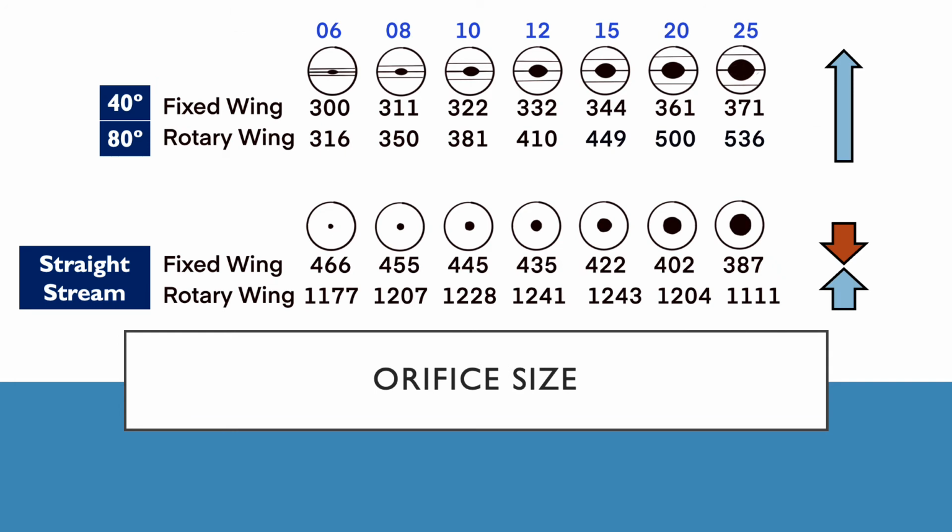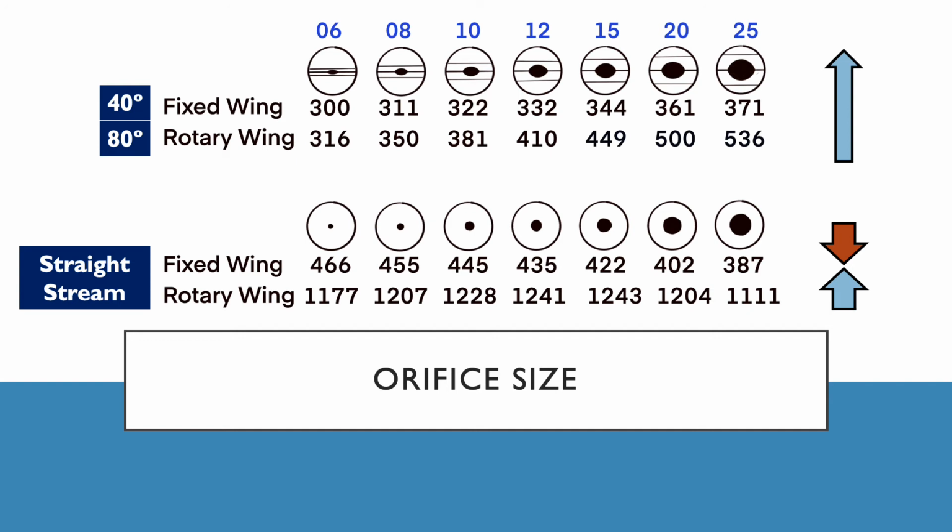Orifice size is fairly straightforward. In this case, if we look at, again, same thing, we're going to look at a 40-degree flat fan for the fixed wing. As we increase orifice size from 0.6 to a 25, we see our VMD increasing from 300 to 371. Our fines correspondingly decrease from 5.8 to 4.1%.